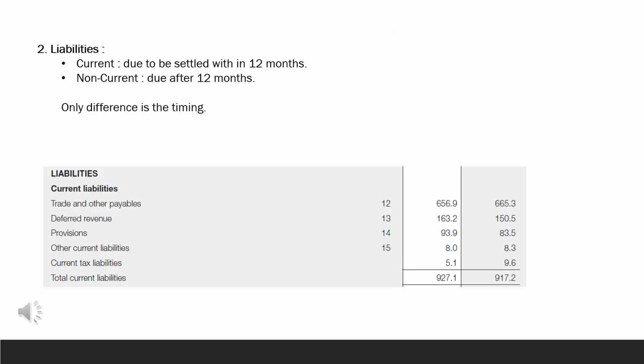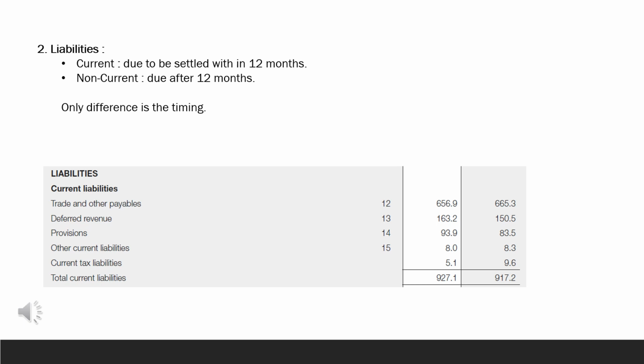Okay, let's talk about liabilities now. Similar to assets, you can classify them into two categories, current and non-current. And the concept is exactly the same. Liabilities that are due to be settled within 12 months are considered current liabilities, whereas anything beyond that are non-current. So the only difference is the timing.